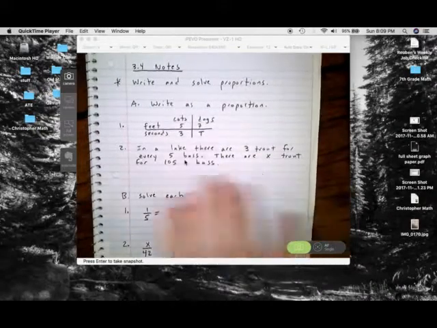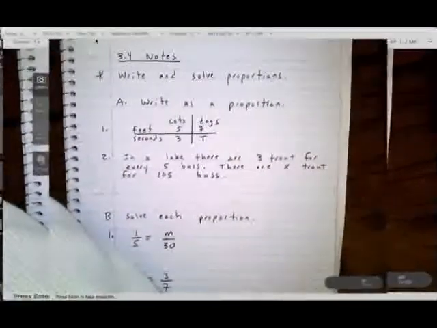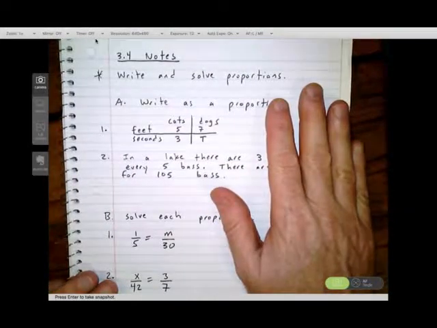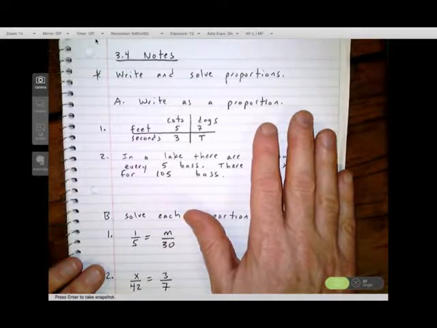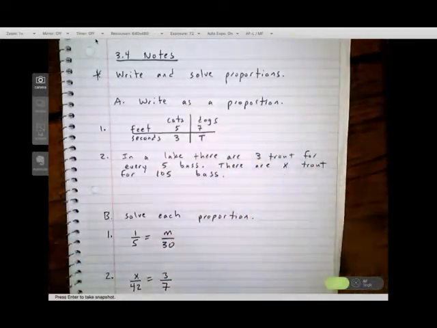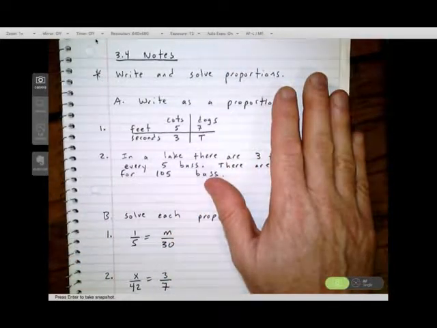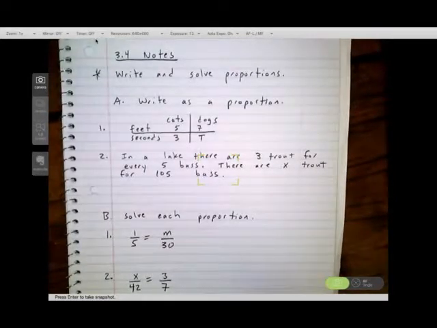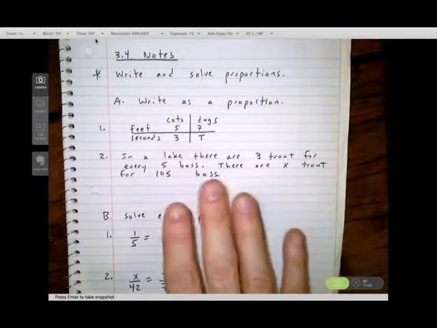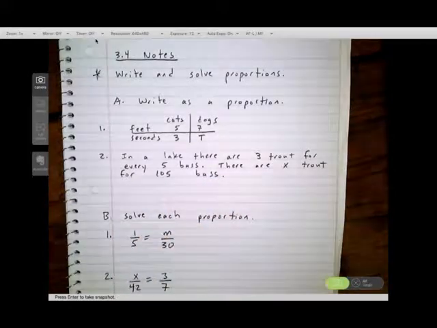Okay, these are the notes for section 3.4, and this is going to build on what we did in 3.3. In 3.3 you checked to see if you had a proportion or not by comparing two fractions to see if they were equal. Now we're going to actually write some proportions and solve them. We'll learn another way to solve it in the next section, but for now it's just going to be like doing equivalent fractions. It's really not so bad. I'll show you in a minute.